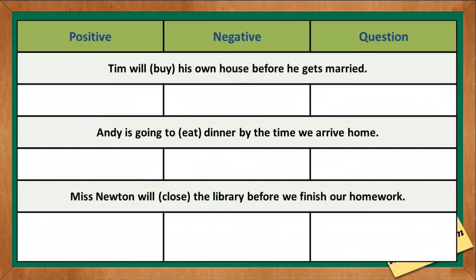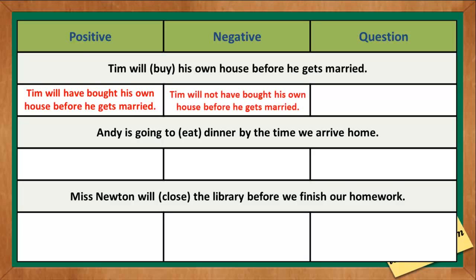The next one, Tim will buy his own house before he gets married. The verb is buy. The correct positive statement is Tim will have bought his own house before he gets married. The negative sentence is Tim will not have bought his own house before he gets married. And the question is, will Tim have bought his own house before he gets married?